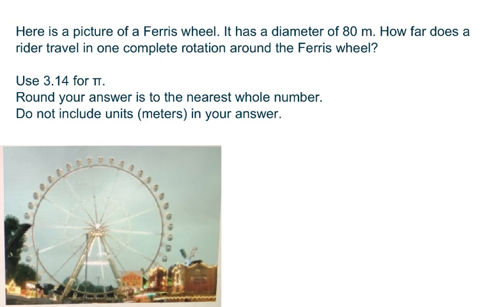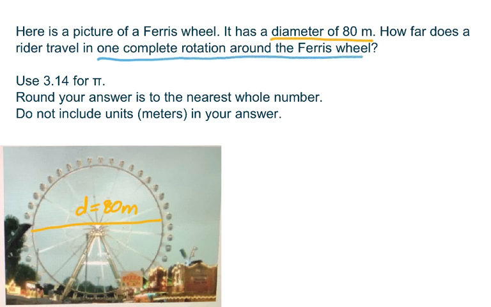So let's begin by marking a couple of things up here. It has a diameter of 80 meters. So diameter is the distance all the way across the circle from edge to edge. So that's our diameter, and that's 80 meters. Then it says, how far does a rider travel in one complete rotation around the Ferris wheel?